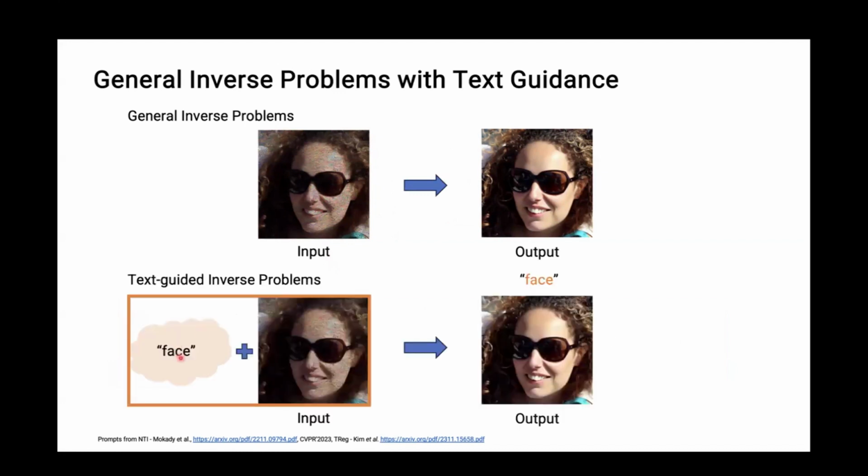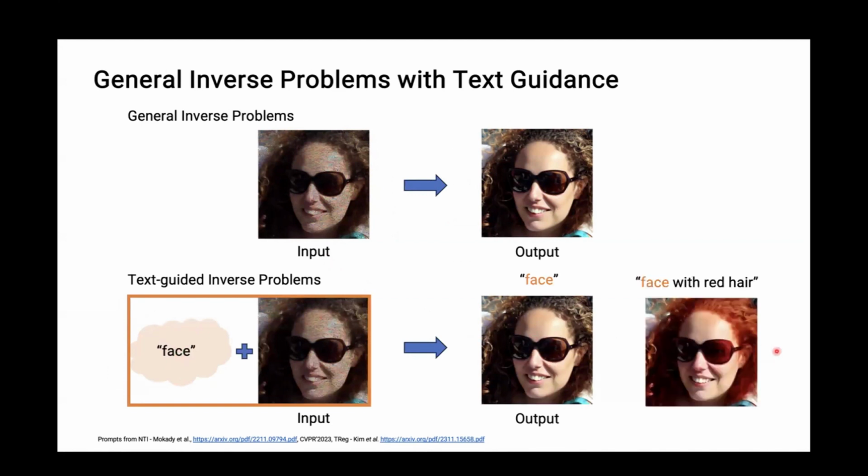But if I also add the word face associated with it, I'm getting similar images. But now if I say face with red hair, then essentially, I can give this. The conditioning I'm doing is not just y, which is a measurement, but y comma z, where z is something else, which is some CLIP encoding of this text. And I want to generate images consistent with multiple things, and such things are possible.